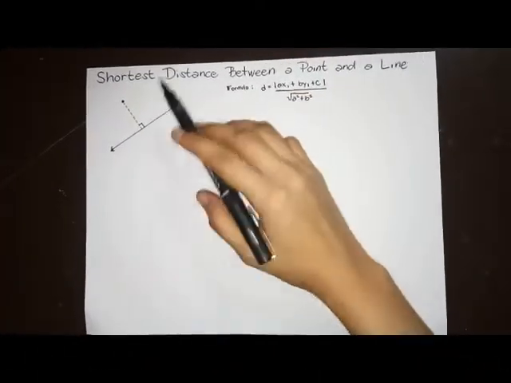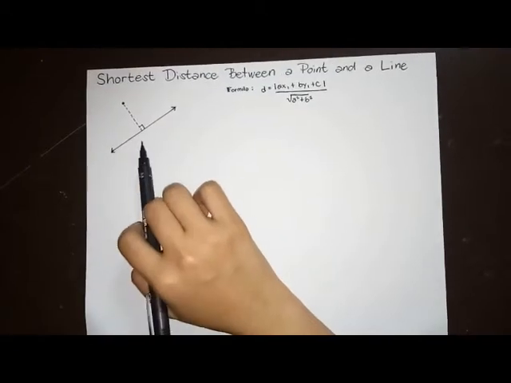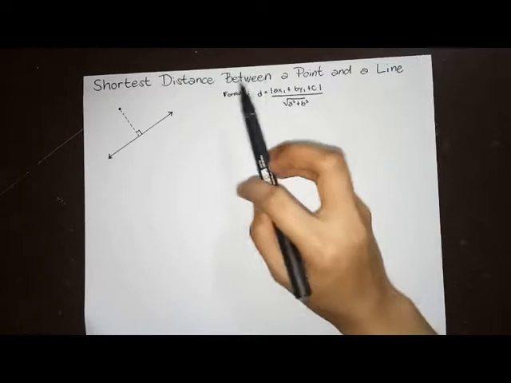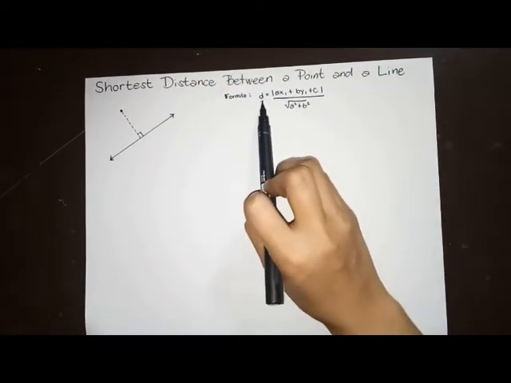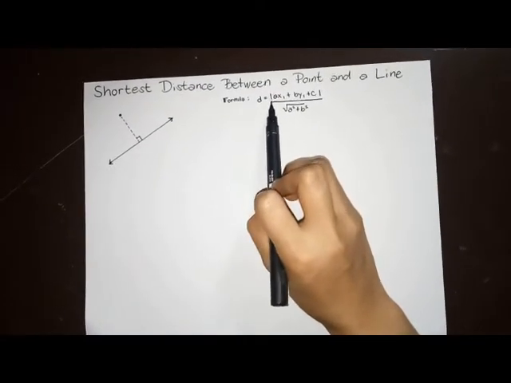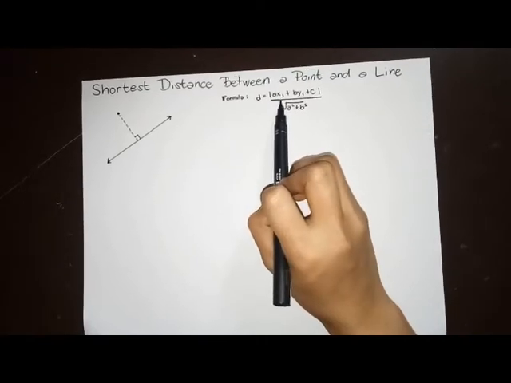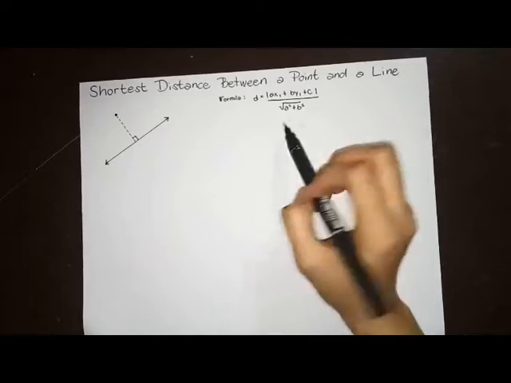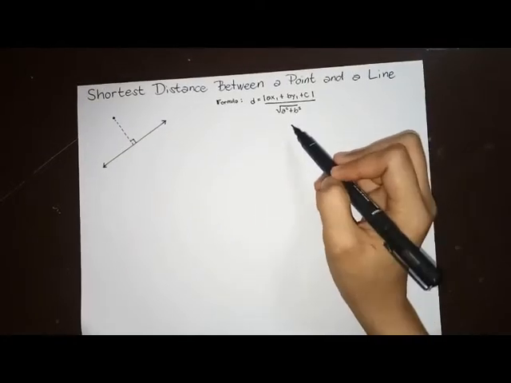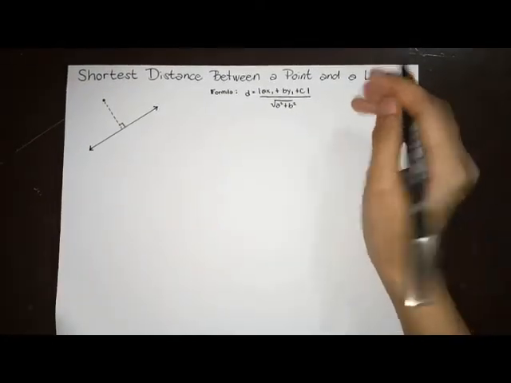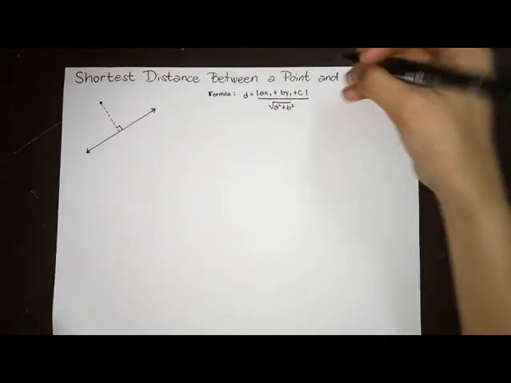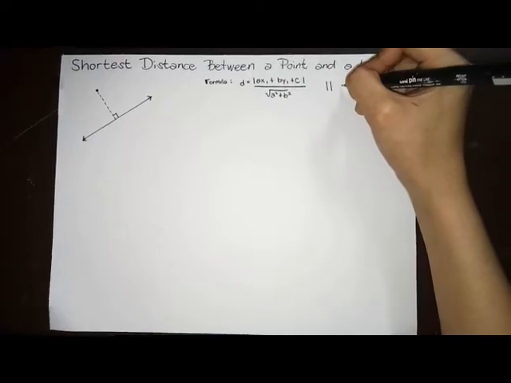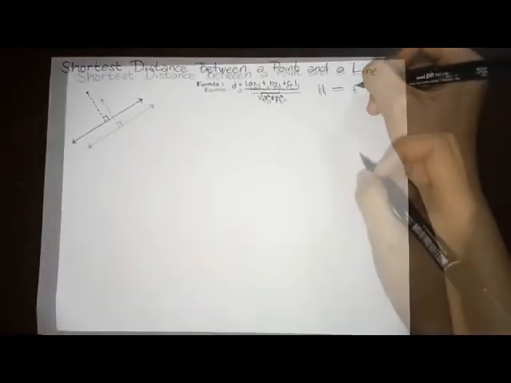To get the distance between a point and a line, we use this formula here, which is distance equals the absolute value of ax1 plus by1 plus c divided by the square root of a squared plus b squared. So you need to remember that the absolute value of any number is positive.